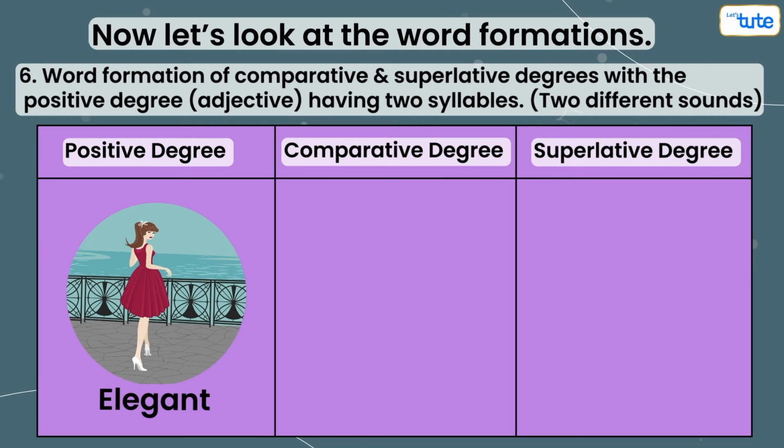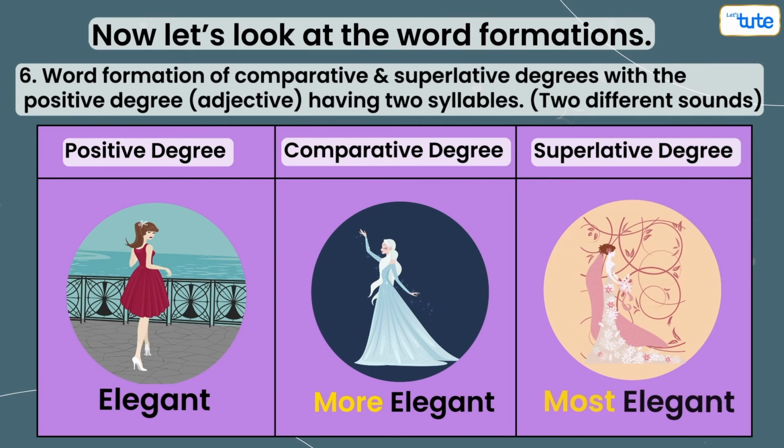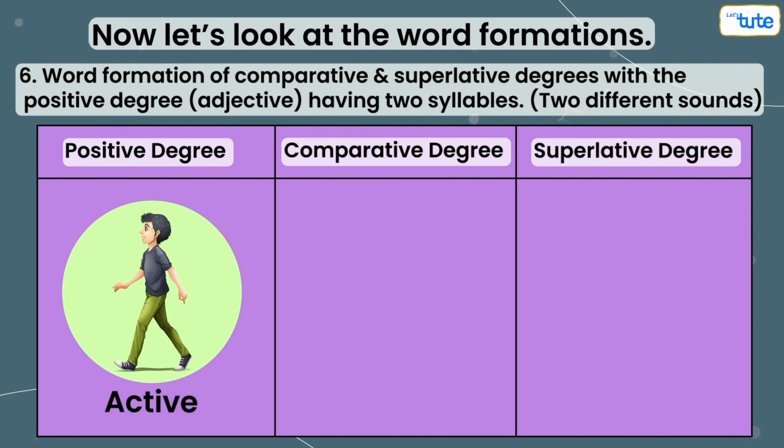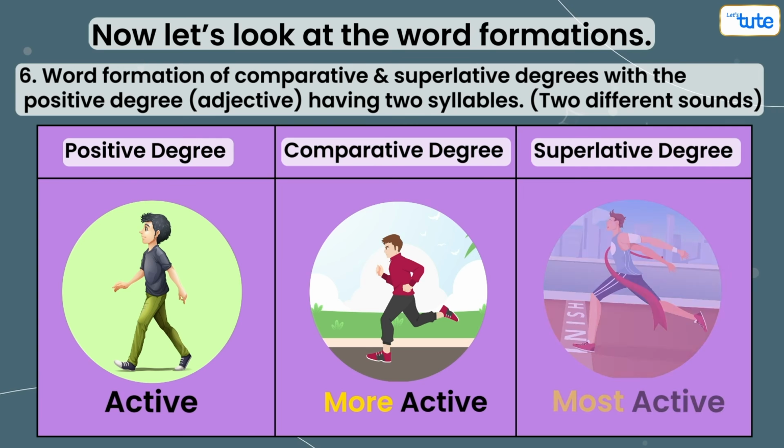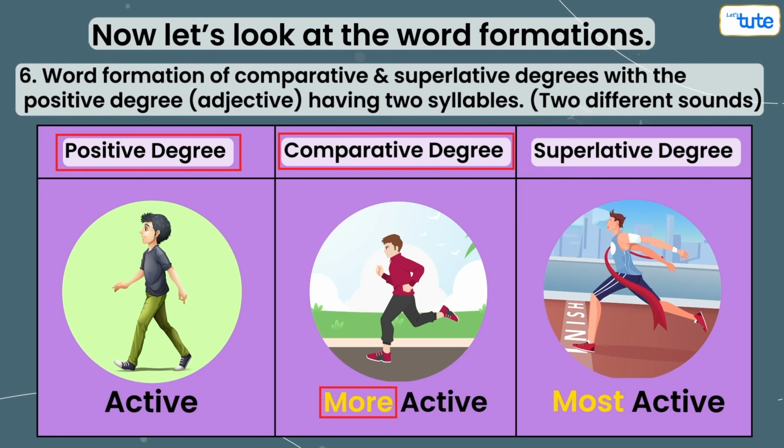Word formation of comparative and superlative degrees with a positive degree adjective having two syllables, two different sounds. Positive degree elegant, comparative more elegant, superlative most elegant. Positive active, comparative more active, superlative most active. When the positive degree has two syllables, there are no changes to the letters other than adding the word more for the comparative degree and most for the superlative degree.